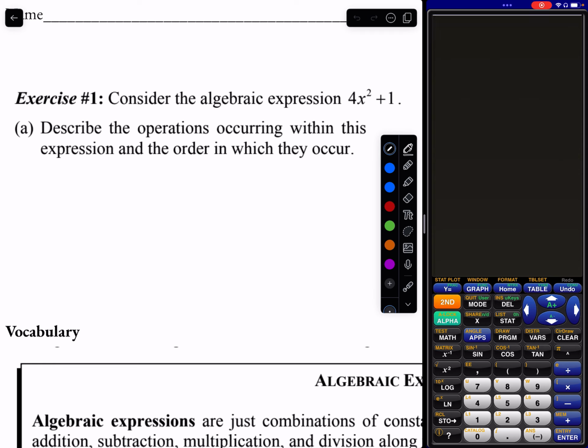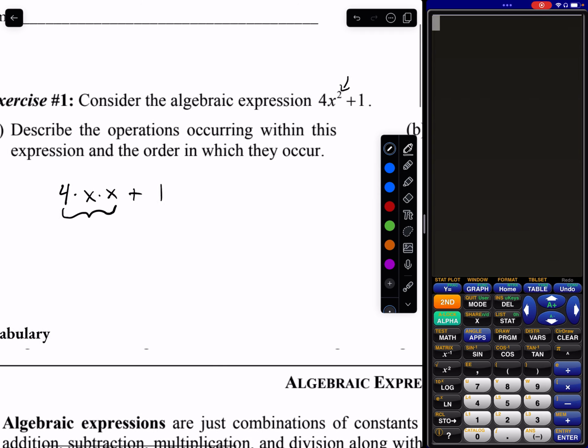So when you look at this, you need to think 4 times x squared plus 1. We're squaring this value, so it means we're multiplying x times x, and if we're going to evaluate that, that's where we're going to start. This needs to be evaluated first, and then we're going to add our number.